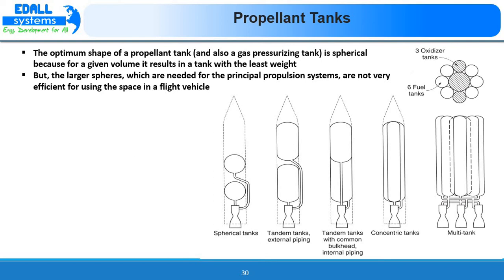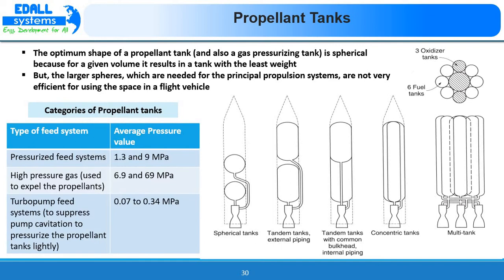The most optimum shape of a propellant tank and also a gas pressurizing tank is spherical because for a given volume it results in a tank with the least weight. That is correct because a spherical volume can give you the least weight, but the larger spheres which are needed for the principal propulsion systems are not very efficient for using the space in a flight vehicle. So at that time, different configurations are used for different types of applications.